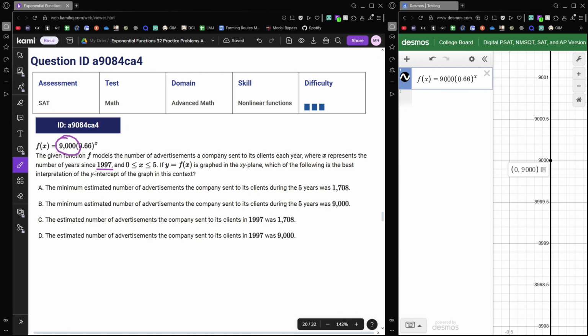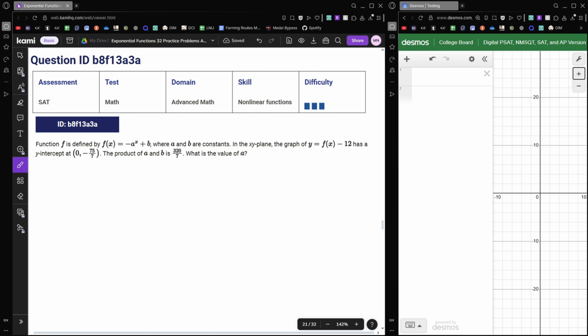Anyways, let's go ahead and look at our answer choices. A, the minimum. Alright, no one's talking about minimum, so it's not going to be A, or B at that. C, the estimated number of advertisements the company sent to its clients in 1997 was 1,708. I have no idea where they got that number from, but that's not 9,000, so it's not C, which means it has to be D, but let's just read it. The estimated number of advertisements the company sent to its clients in 1997 was 9,000. Yep, that matches up.